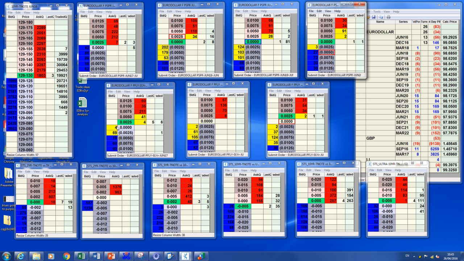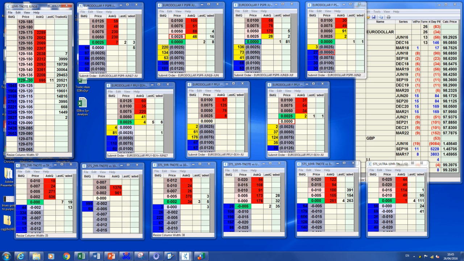Seeing the treasuries tick up, right? So now is that treasuries tick up going to move the curve lower, or is it going to move the curve higher, right? So let's see.